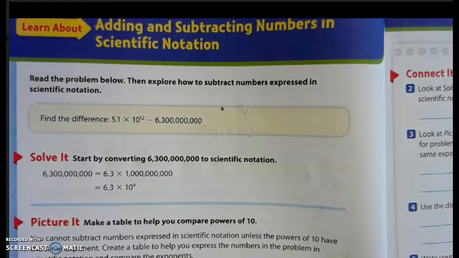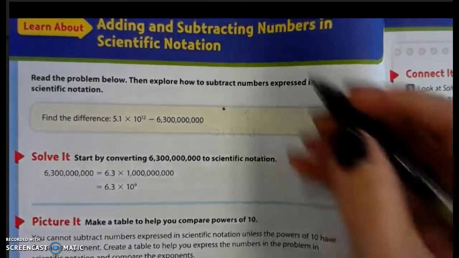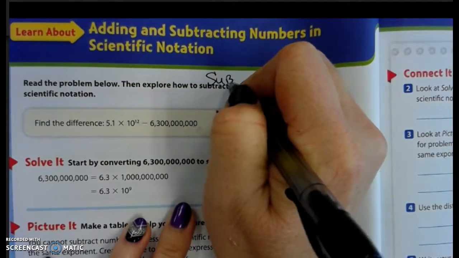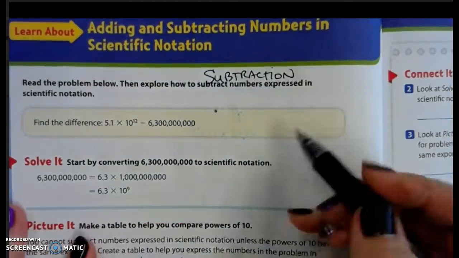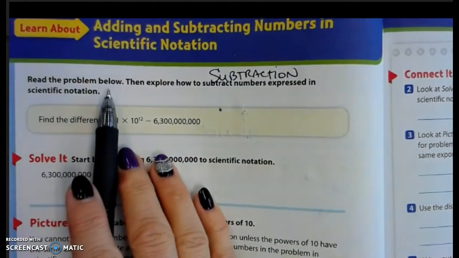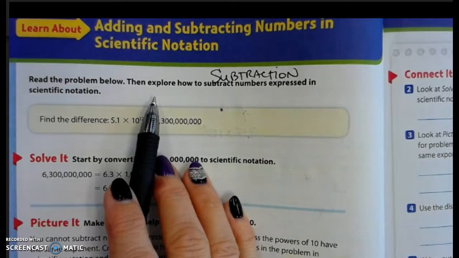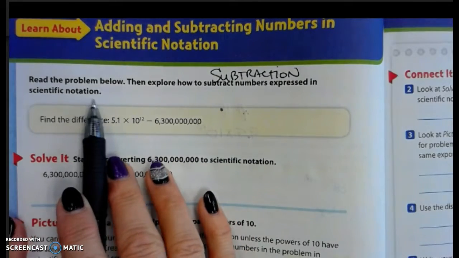All right, on page 40 and 41 in the instruction book, we're going to be talking about subtraction. Okay, we did addition on the other two pages. Now we're going to be doing subtraction. Read the problem below, then explore how to subtract numbers expressed in scientific notation.